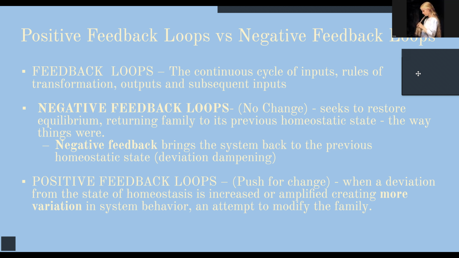Positive feedback loops, though, are the push for change. When a deviation from the state of homeostasis is increased or amplified, creating more variation in the system, this is a positive feedback loop. So, positive feedback loop, change, negative feedback loop, no change. That is the easiest way to remember what is going on.